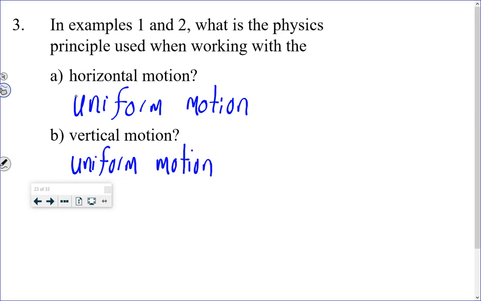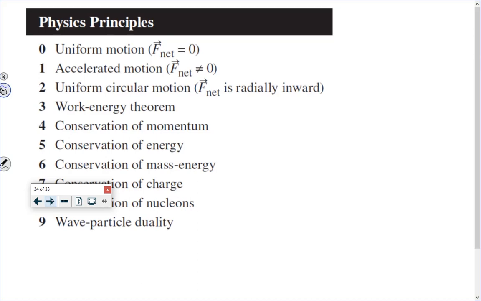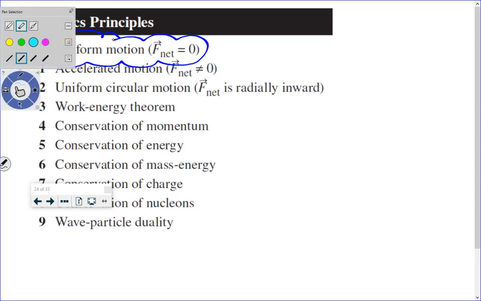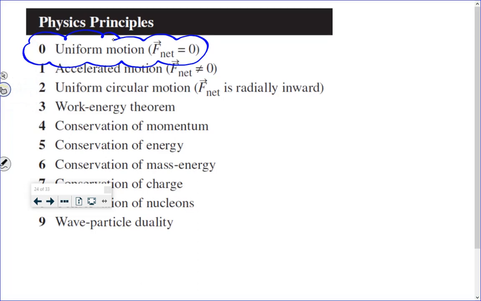Now, just to finish this off, we're done the lesson, but I want to talk briefly about a couple of things. If you were to go to your formula sheet and look under the physics principles section, what we've said, uniform motion, actually has a code on your formula sheet. The code is 0. And on an exam, you may be asked to record the physics principle in a numerical response question, and you would record the digit 0.